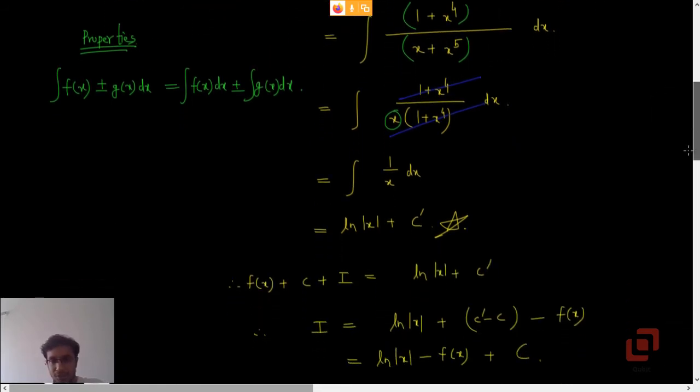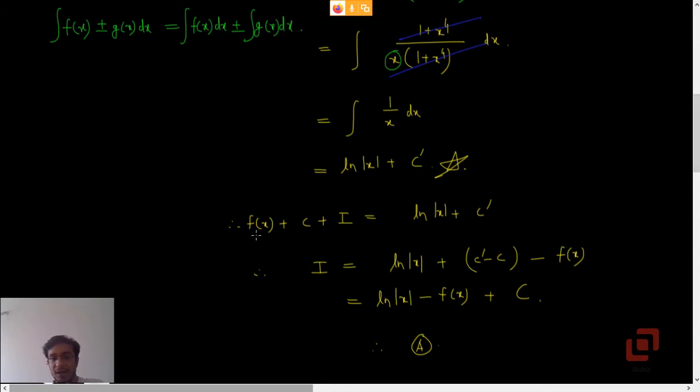So what's the conclusion? We started with f of x plus I, the addition of these two integrals, and it has turned out to be log of x plus c dash, the constant of integration. So we want I in terms of f of x. To get I, simply shift f of x to the other side, which will then acquire a negative sign. So our final answer is going to be I equal to log of mod of x, or log of x, minus f of x plus c. So option A, this was the same function that we obtained by the first method.